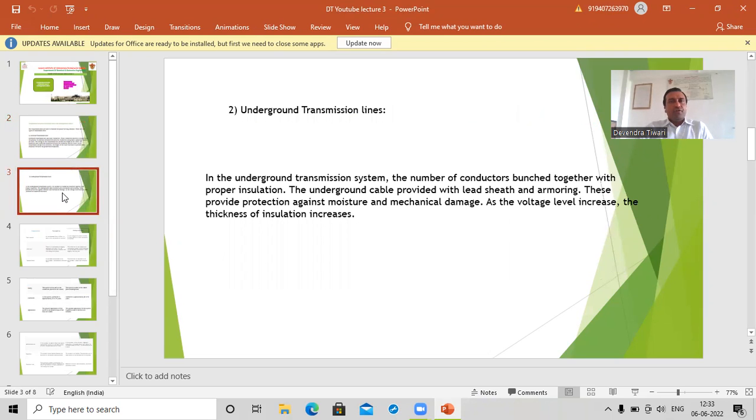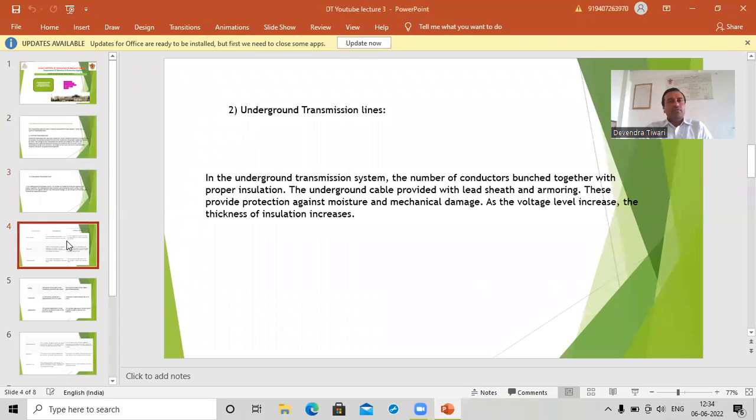Now, what are underground transmission lines? In an underground transmission system, a number of conductors are bunched together with proper insulation. The underground cable is provided with a lead sheath and armoring. These provide protection against moisture and any kind of mechanical damage or injury. As the voltage level increases, the thickness of insulation increases.